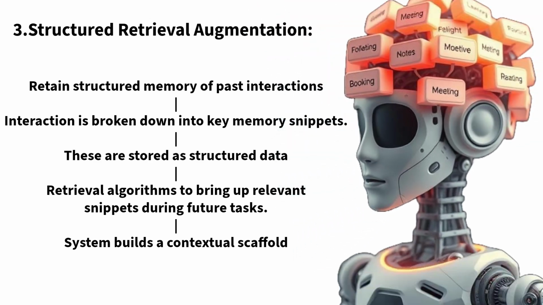One of the most powerful aspects of the system is memory. Traditional AI interactions are often short lived, but in an agentic web, each agent can retain structured memory of past interactions using a technique called structured retrieval augmentation. Here is how it works: every interaction is broken down into key memory snippets. These are stored as structured data. For example, user prefers morning meetings or last task failed due to timeout. The agent uses retrieval algorithms to bring up relevant snippets during future tasks. Instead of remembering everything, the system builds a contextual scaffold, only keeping what is relevant for reasoning and adaptation.